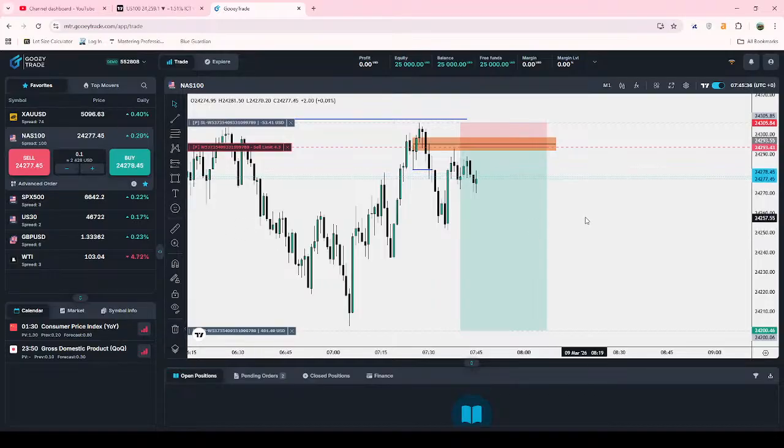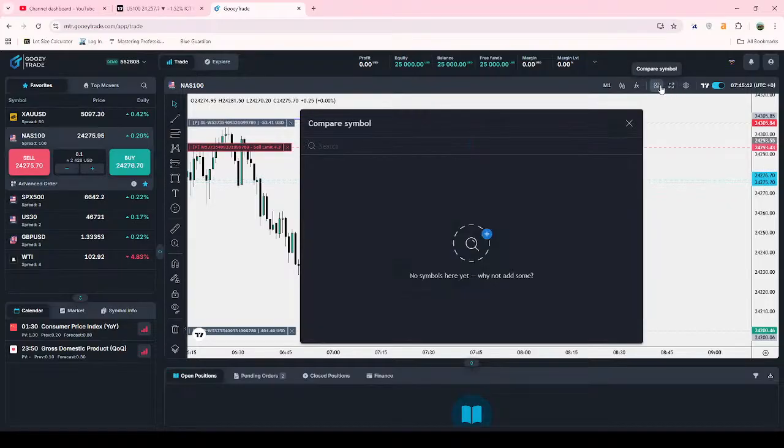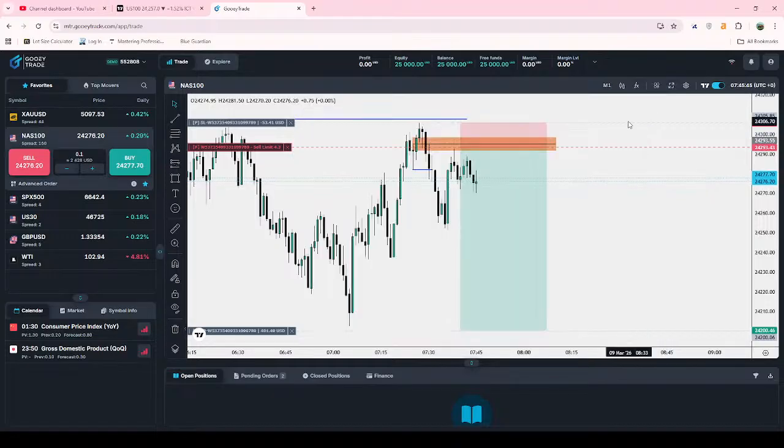Can we do split screen in Match Trader? The old version used to allow it. Okay, this is not that. Why is my Wi-Fi signal so low?